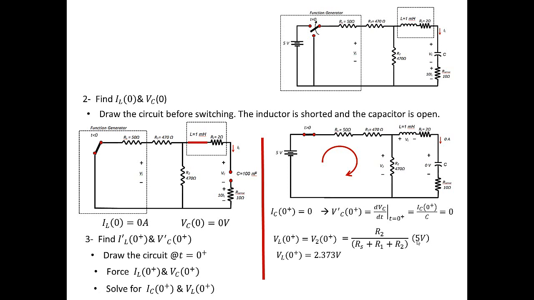We solved for the voltage across the inductor right after switching, and from here we can solve for the derivative of IL. So we can say that IL prime at 0 plus, which is dIL/dt at 0 plus, is basically the second initial condition. That is VL at 0 plus over L. When we plug in the values, we have 2,373 volts per second. So we solved for the two initial conditions.